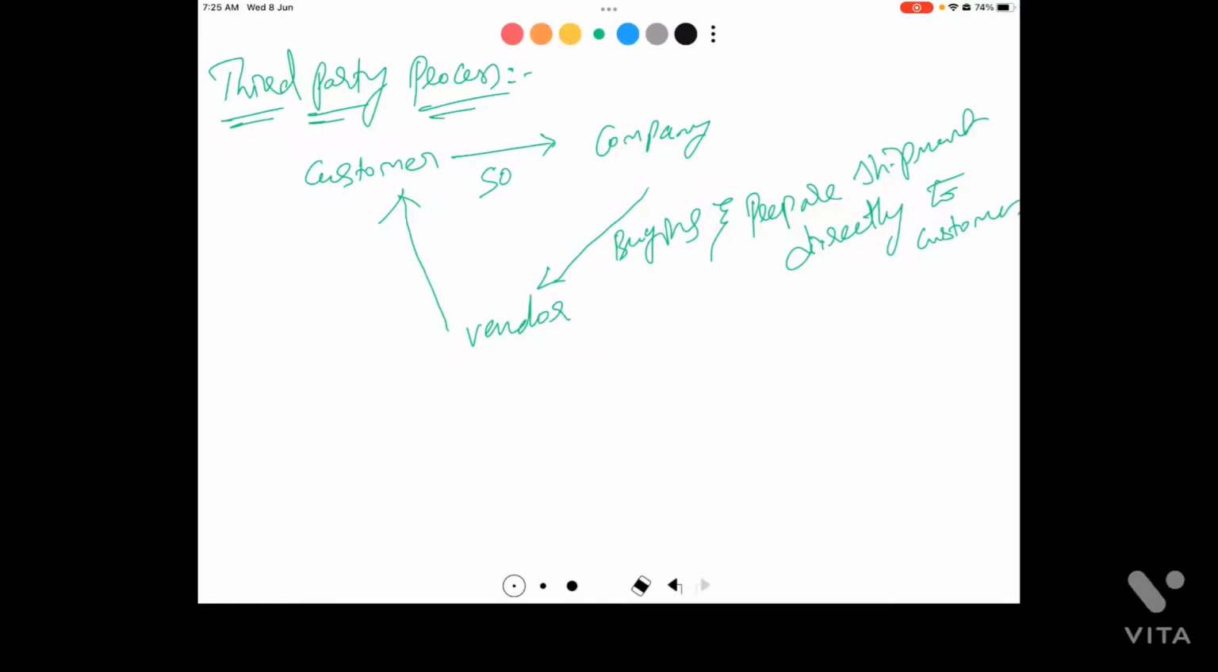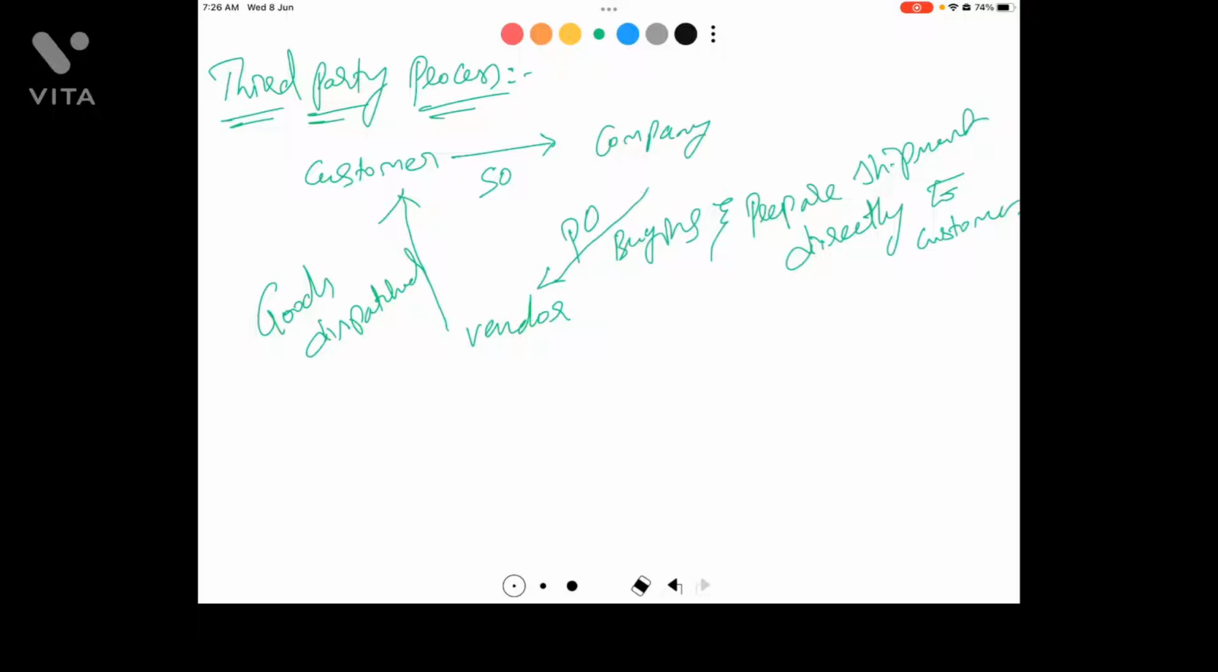And the company orders from the vendor with a PO. But the goods are dispatched from the vendor to the customer. Instead of the vendor sending them back to my company, and my company preparing the goods, packing, loading, unloading and transport, we want to reduce these expenses. We request the vendor to dispatch directly to the customer. Clear? Did you understand what the third party procurement process is?